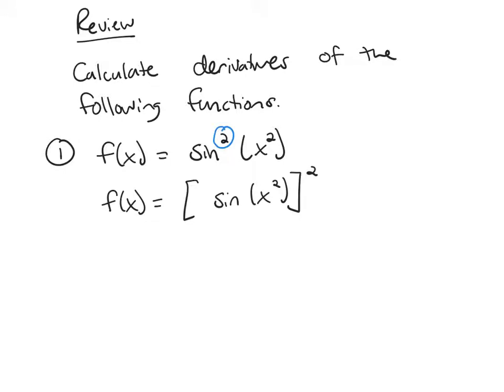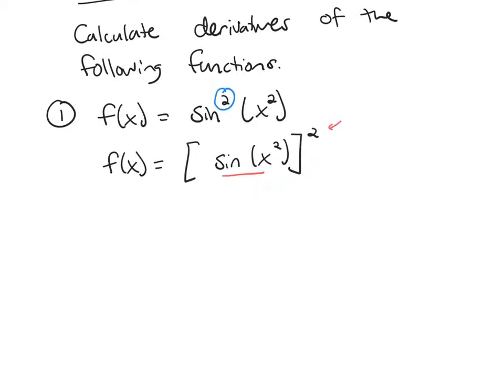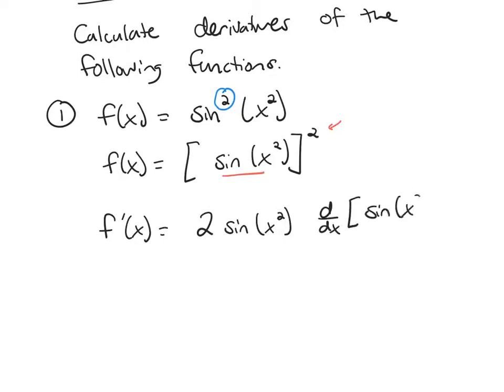So if I look here, I have a composition of functions. I have an inside and an outside. So you're going to have to use the chain rule to find this derivative. So f prime of x, do the power rule first, the outside, so it'll be 2 sine x squared. And then you need to multiply by the derivative of the inside, the derivative of sine of x squared.